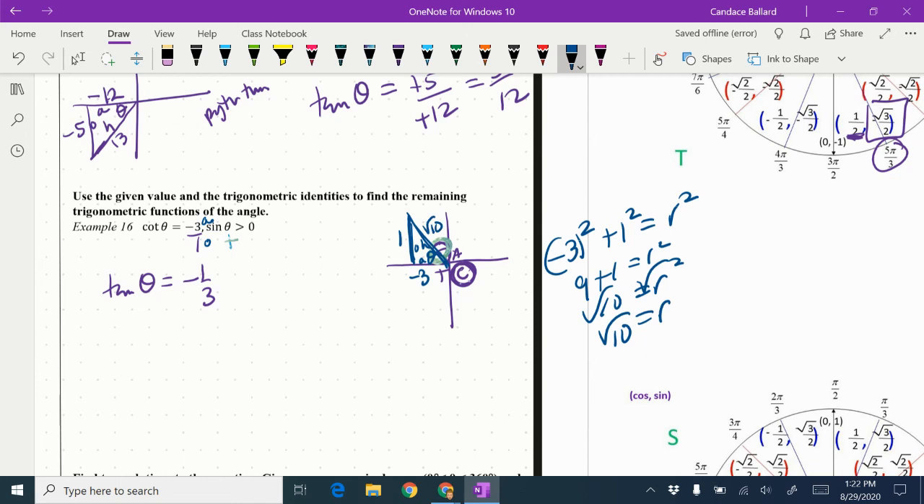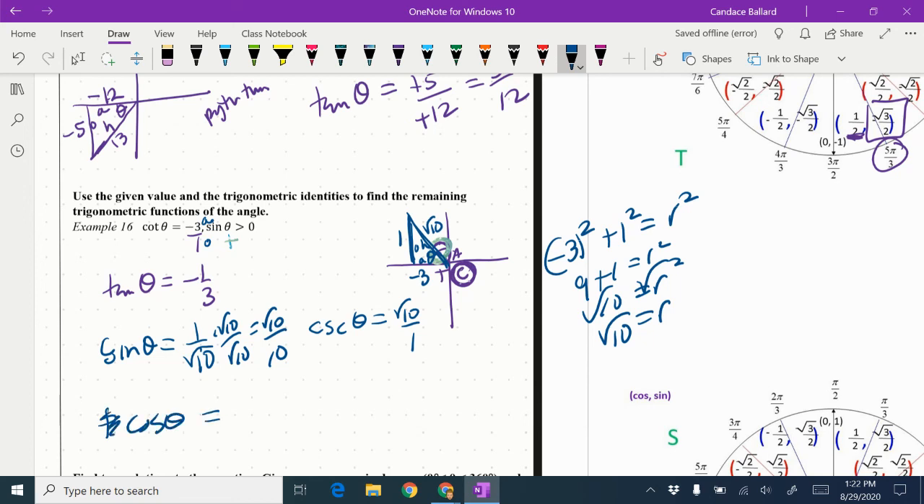All right, so the sine of theta is the opposite 1 over the hypotenuse square root of 10. I'm going to flip the reciprocal, and then I'm going to rationalize, so it's really square root of 10 over 10. Now I need cosine of theta equals the adjacent negative 3 over the hypotenuse square root of 10. And then the secant of theta equals square root of 10 over negative 3. We're going to flip it, and then I'm going to come back over here and rationalize my cosine.